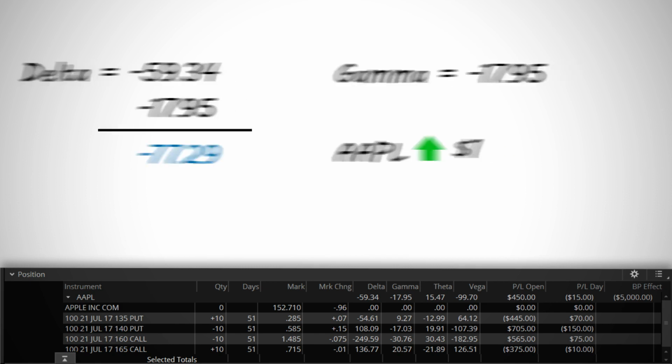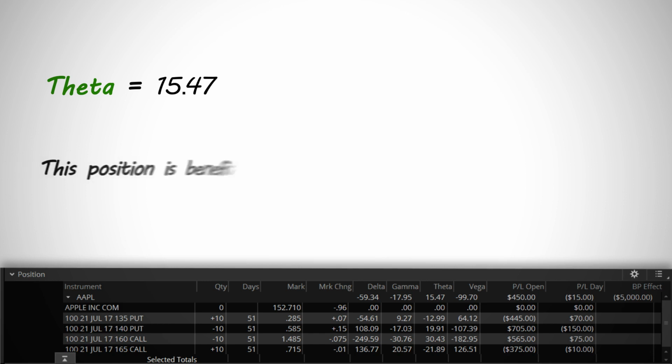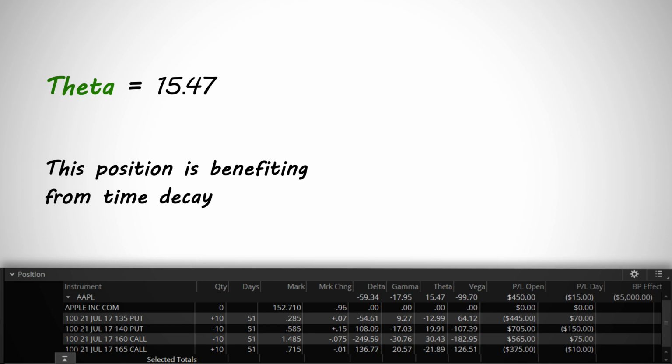If we look at our position theta, we see a value of 15.47, which is a positive number. Just a few minutes ago, we discussed how all options have a negative theta. So how is it possible that we have a positive theta? It's possible because when we buy options, in other words, pay a premium for options, we lose money daily due to time decay. For this position, we sold options or received a premium when we put this trade on. So this position is benefiting from time decay.